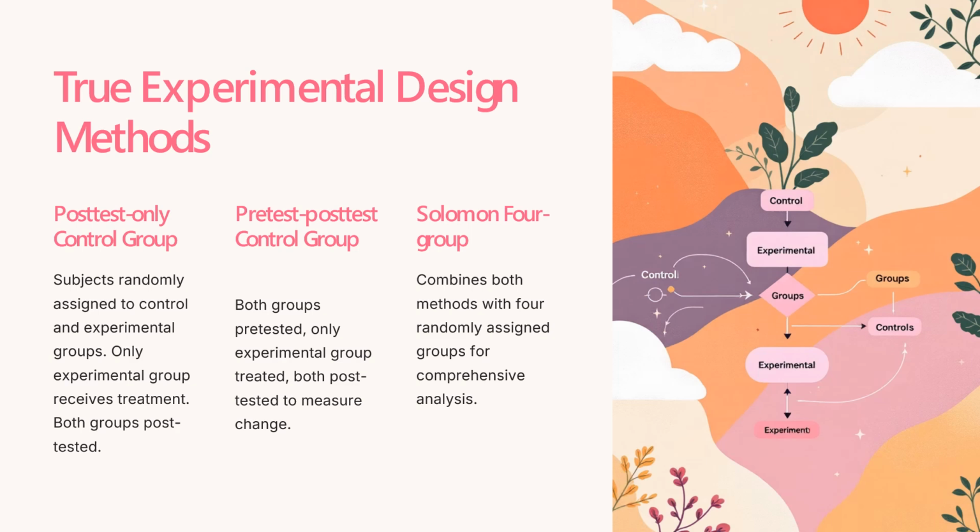Solomon four-group design. This is the combination of the post-test only and the pre-test post-test control groups. In this case, the randomly selected subjects are placed into four groups. The first two of these groups are tested using the post-test only method, while the other two are tested using the pre-test post-test method.